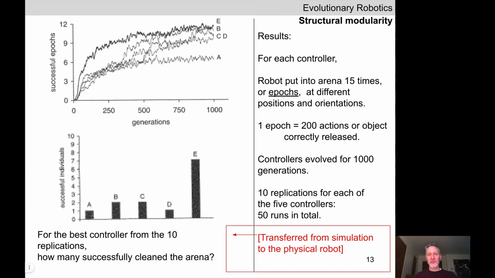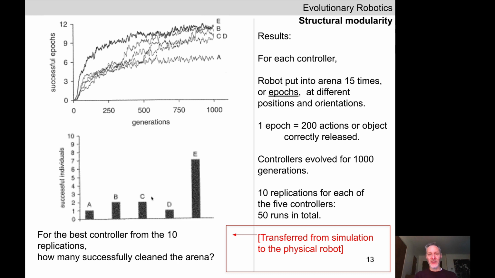And they played back each of those 10 champions on the physical robot. In experiment A, only one of those 10 champions completely cleaned the arena. In experiment B, only 2 of the 10 B champions cleaned the arena, and so forth. In experiment E, 7 of the 10 E champions successfully cleaned the arena. So not only did robots equipped with E brains evolve quickly to do well at the task, the physical robot, when armed with those successful brains, does better than the others.